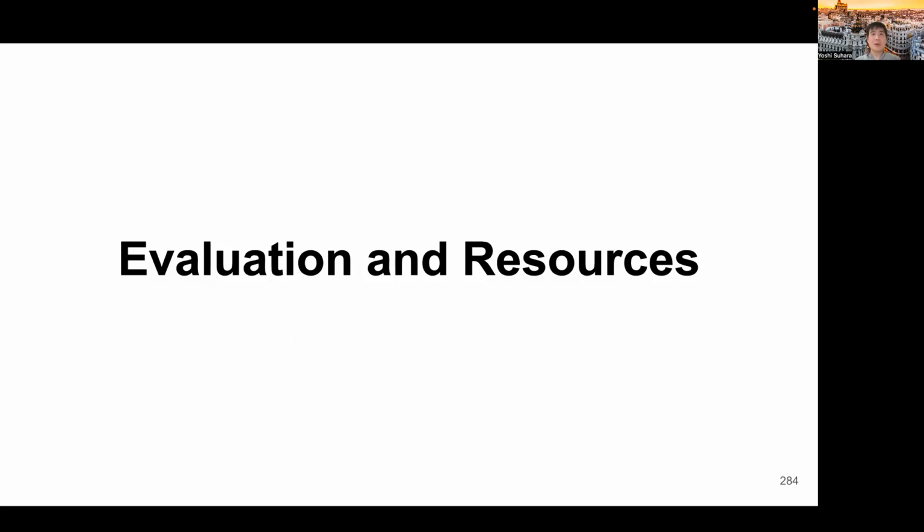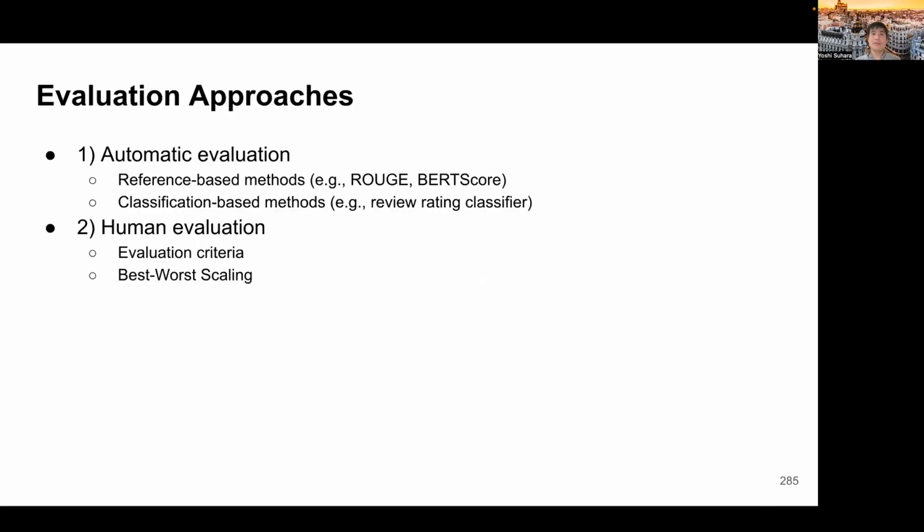In this part, we will talk about evaluation metrics and benchmarks that are commonly used for opinion summarization research. Evaluation metrics can be categorized into two approaches, automatic evaluation and human evaluation. Automatic evaluation is based on manually annotated resources or external classifiers.